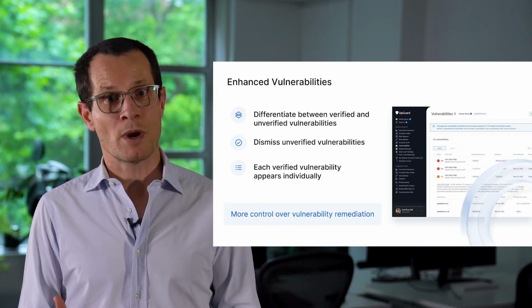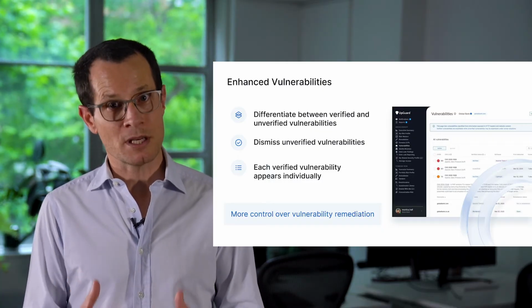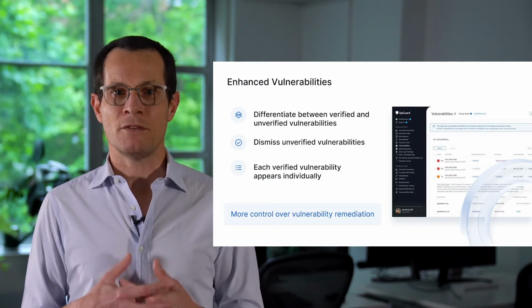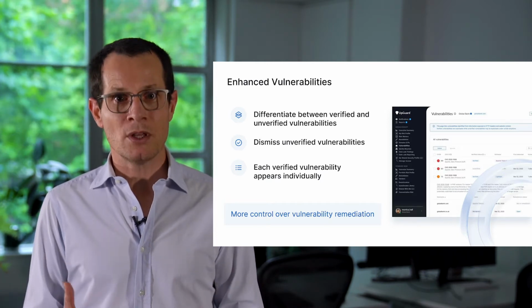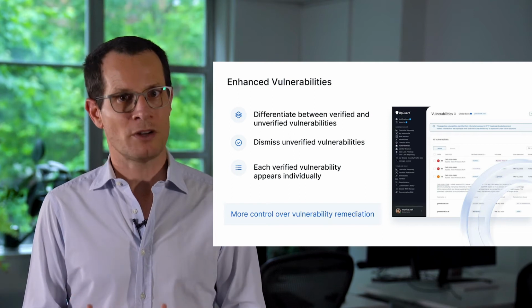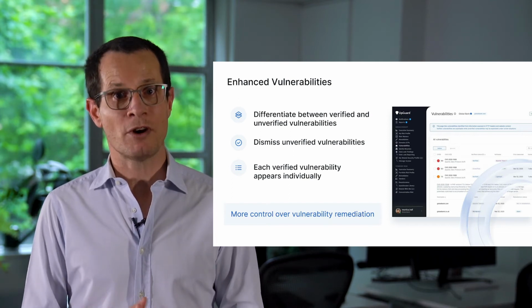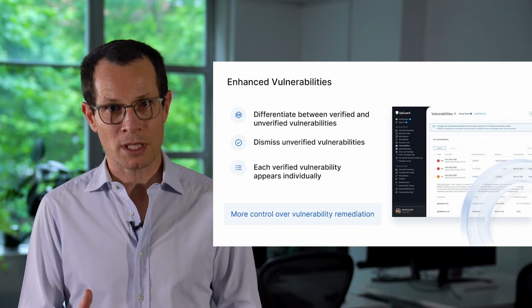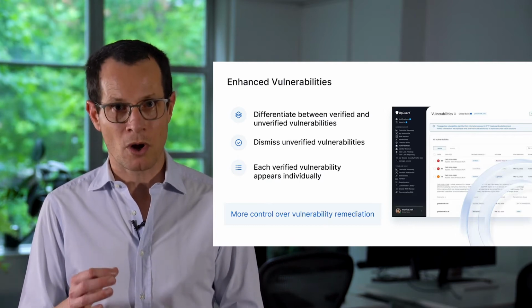We've also improved the way vulnerabilities appear in the risk profile. Previously, all vulnerabilities for a given website would appear grouped together as a single risk. This meant that if you wanted to request remediation, you couldn't target an individual vulnerability. Now, each verified vulnerability appears individually, giving you more fine-grained control over remediation. We know how important vulnerability management is to our customers and will continue to invest in this area.